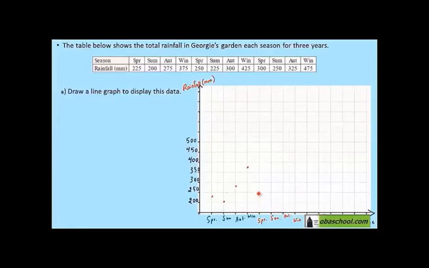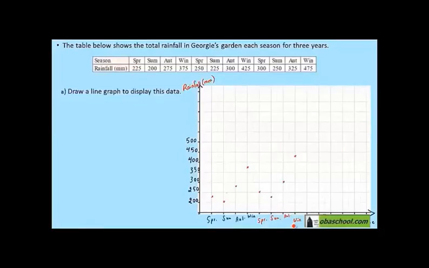Spring season, year 2, we had 250. Summer season, year 2, we had 225, which is right there between 200 and 250. Summer season is what we have plotted right now. Moving on to autumn season, year 2, 300 millimeters. Winter season of year 2, 425 millimeters, which is up there between 400 and 450.